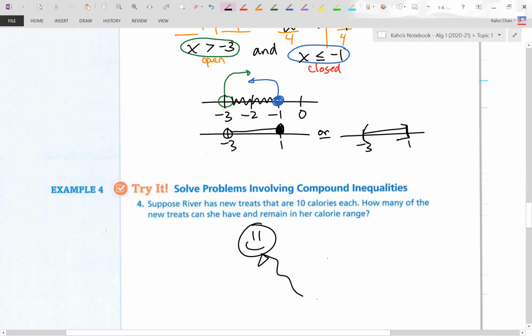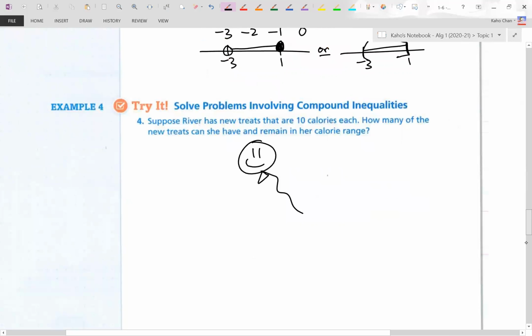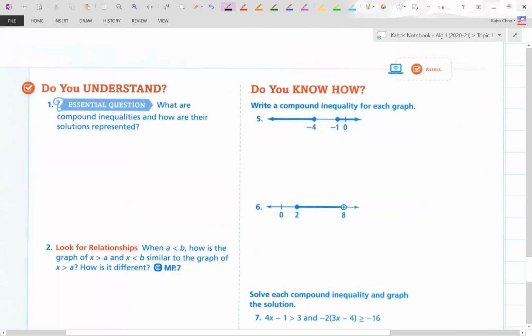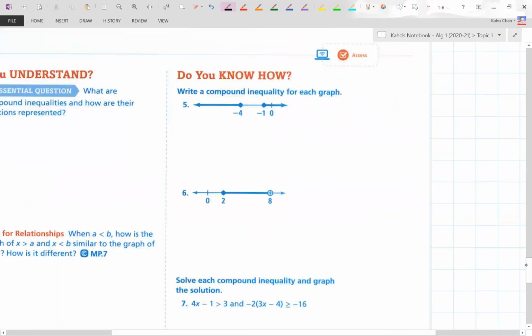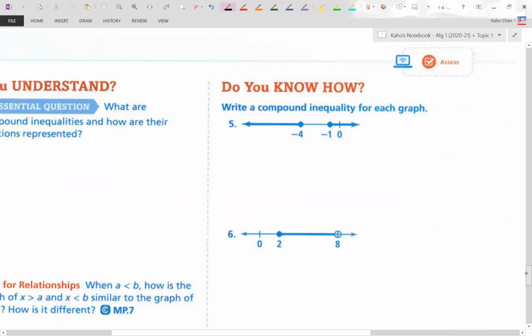We're going to jump to the last 2 here. This is kind of nice. Nice little break here. Number 5 and 6. We're going to just focus on coming up with the actual compound inequality. All right.